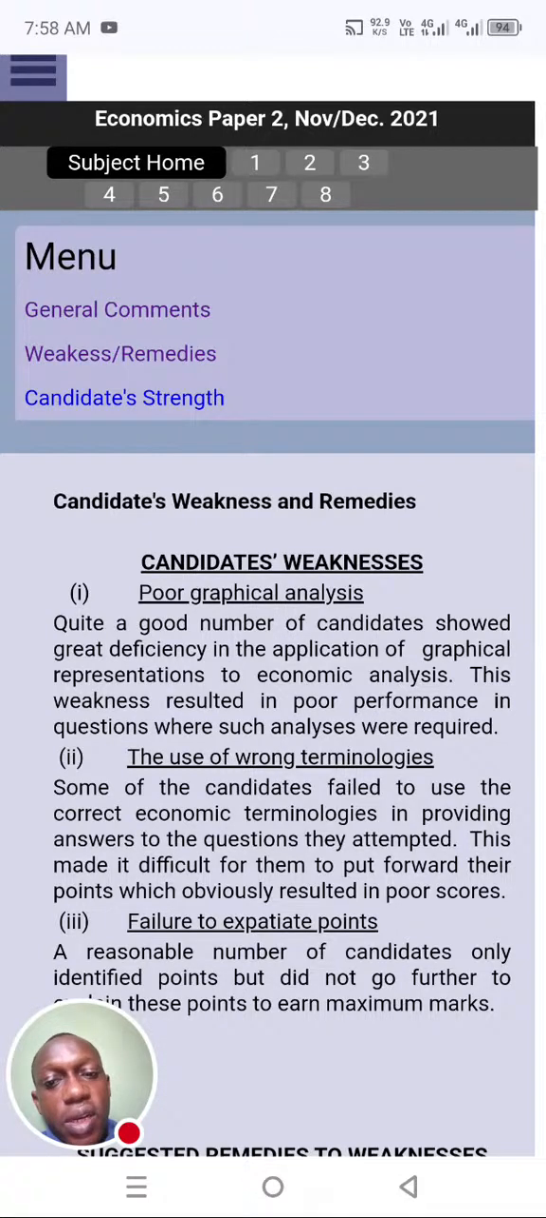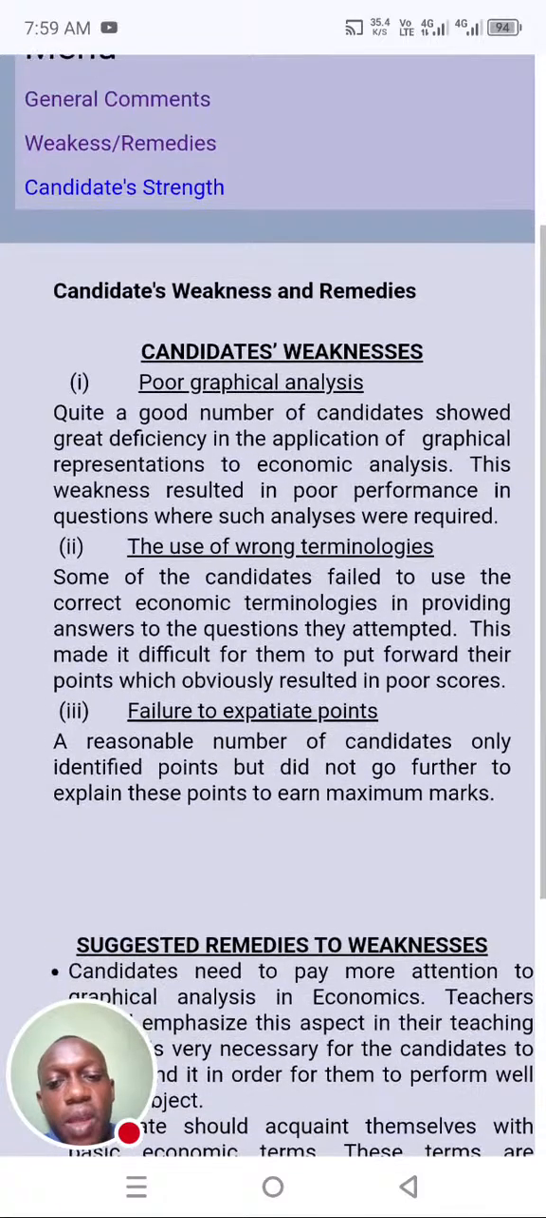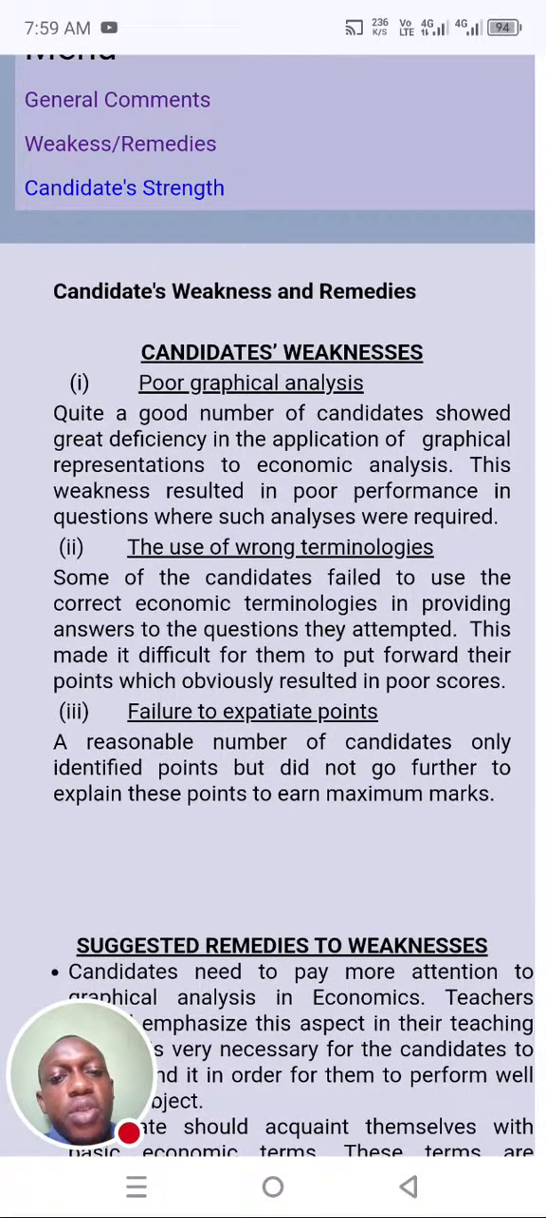Now, Roman figure 1, poor graphical analysis. Under this, quite a good number of candidates showed great deficiency in the application of graphical representation to economics analysis. This weakness resulted in poor performance in questions where such analysis was required. That's number 1. The second one is the use of wrong terminologies.